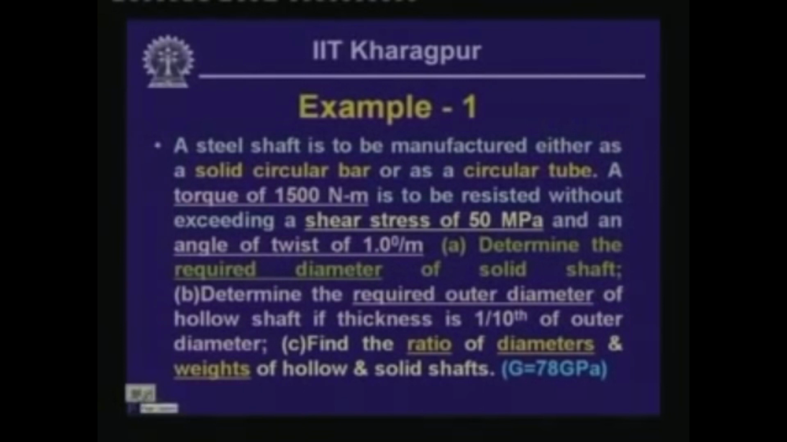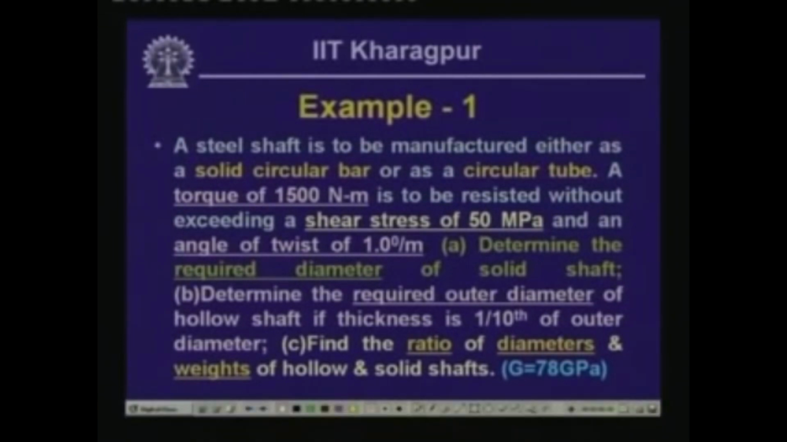Now, the first example which I am going to demonstrate is that a steel shaft is to be manufactured either as a solid circular bar or as a circular tube. Now, we will compare these two cases. We will consider a circular solid bar and a circular tube, and a torque of 1500 Newton meter is to be resisted without exceeding a shear stress of 50 megapascal and an angle of twist of 1 degree per meter.